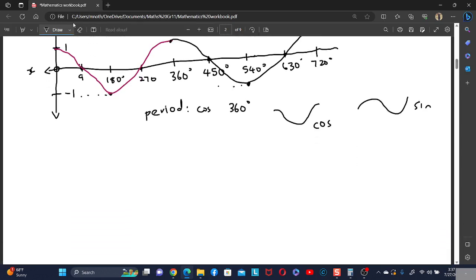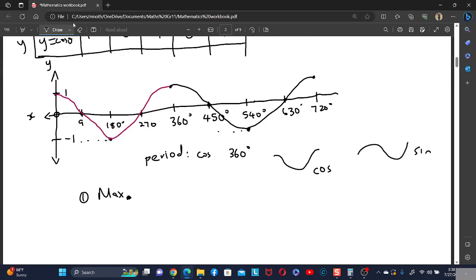So let's find the maximum value. You can see that our graph does not go over 1. So therefore the maximum is 1. Then the minimum, you can see that our graph does not go below -1. So therefore the minimum is -1.